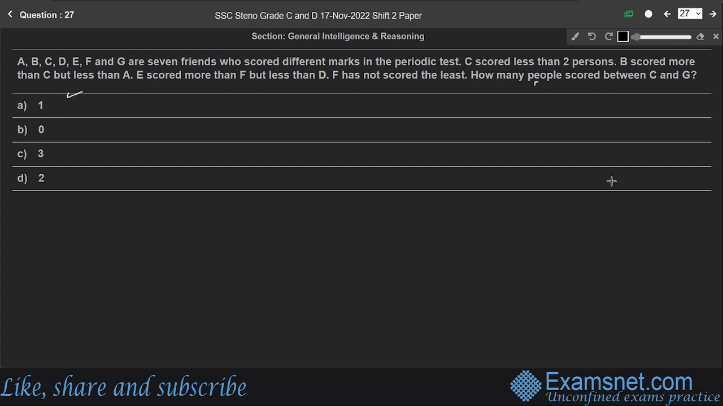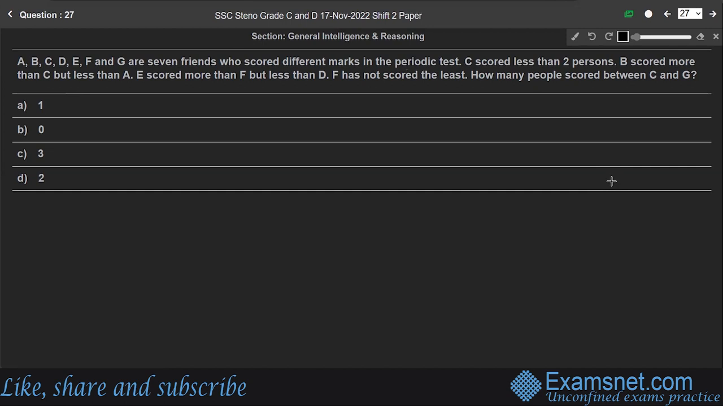Question number 27. A, B, C, D, E, F, and G are 7 friends who scored different marks in the periodic test. C scored less than 2 persons. B scored more than C but less than A. E scored more than F but less than D. F has not scored the least. How many people scored between C and G?